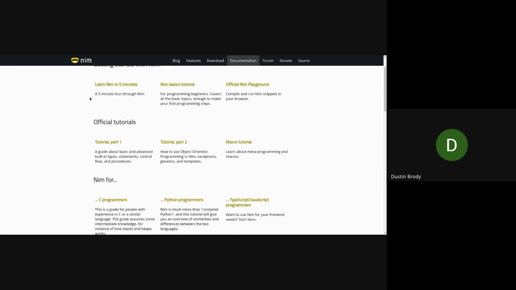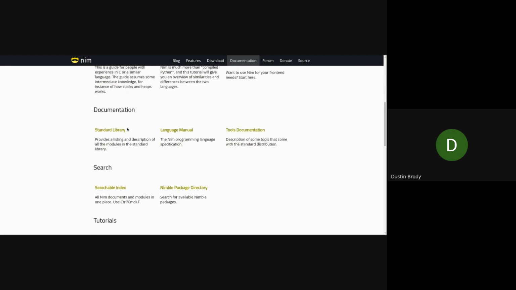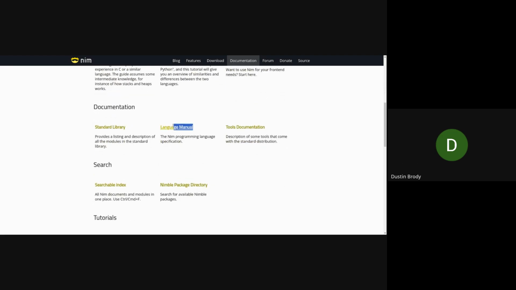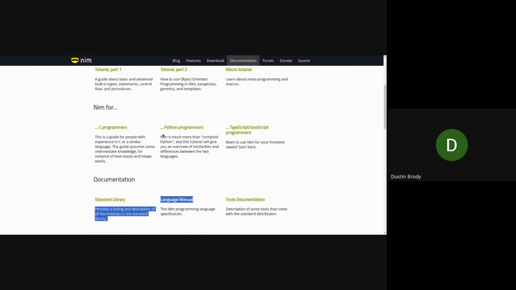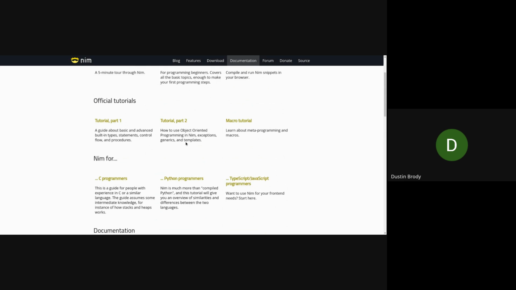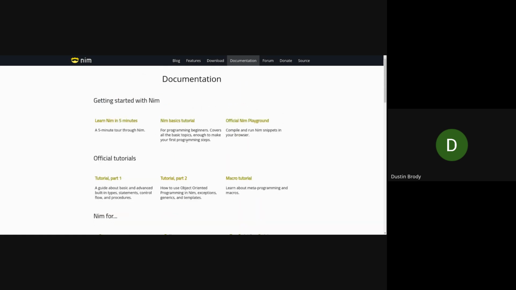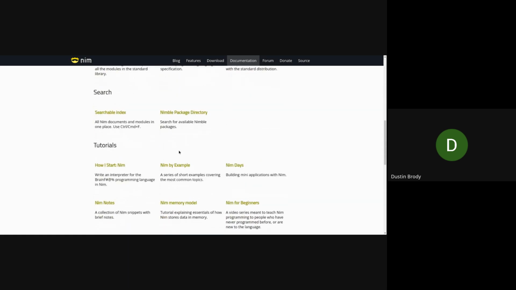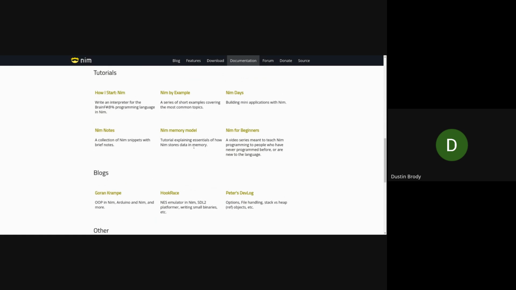I would say these resources go down to about the language manual. I think past the language manual, going from top to bottom, left to right, it becomes more specialized. But through the language manual, all of these are fairly good resources in terms of learning Nim.